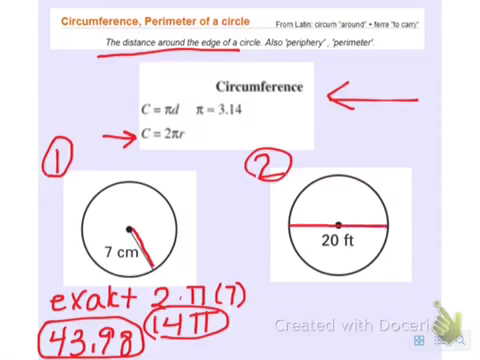For the second example, this one's a little bit different because this example tells me that the distance across the circle through the center, the diameter, is 20. So in this case, I would need to use the first formula because D stands for diameter. So that would give me C, which stands for circumference, equals pi times D, which is 20, or simply 20 pi.